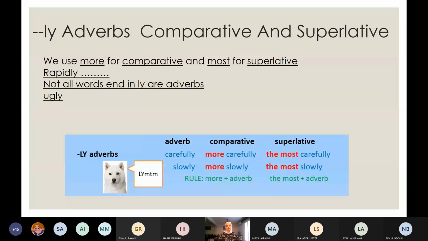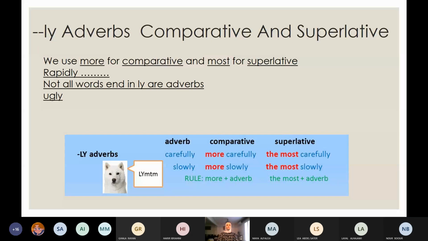But not all words that end in ly are adverbs. Sometimes they are adjectives, like ugly. So when it is ugly, how can I say it? He is what? Uglier. Okay? Ugly here is not an adverb, it's an adjective. So I can add ER. I say uglier. Okay, are you with me? Yes, miss.